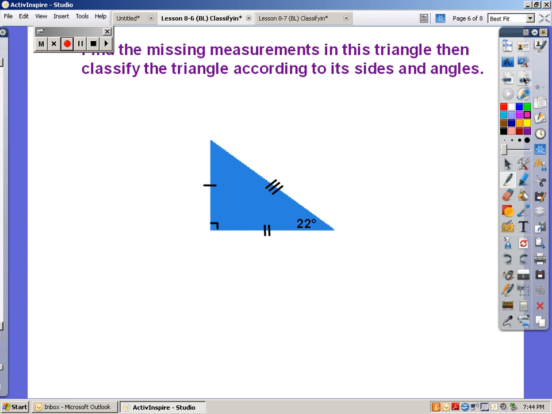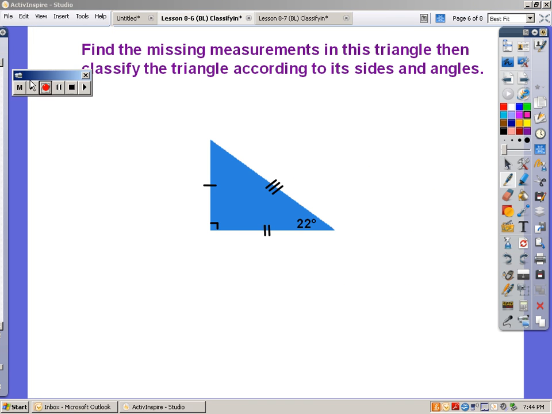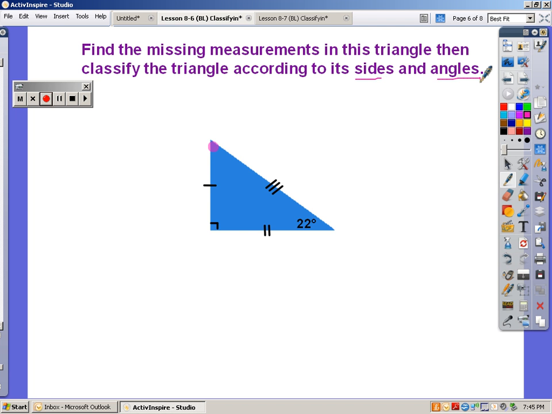Let's move on. This one says, find the missing measurements in this triangle. Then classify the triangle according to its size. So again, we'll pause the video and work this problem and then check to see if you got the answer correct. When I look at this, I know that I have a missing angle right here. So I have to figure out what that measurement is before I can classify this triangle according to sides and angles.